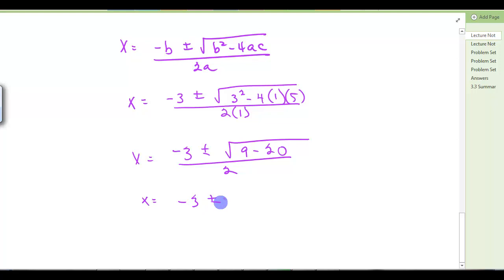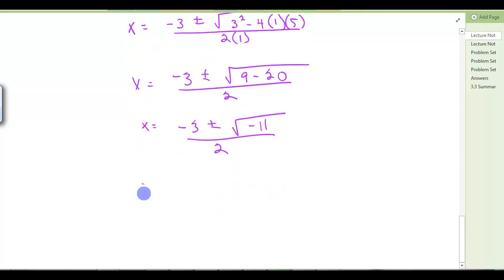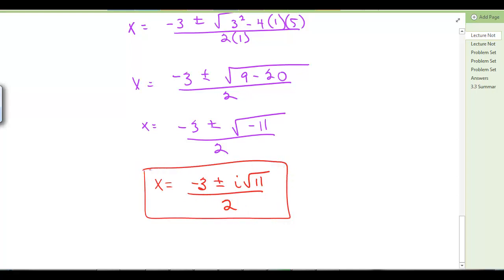-3 plus or minus square root of -11 over 2. All right, and here's where we recognize that we can't leave that like that. And so our final answer would be that. Okay. All right, I think we've gotten the main ideas.